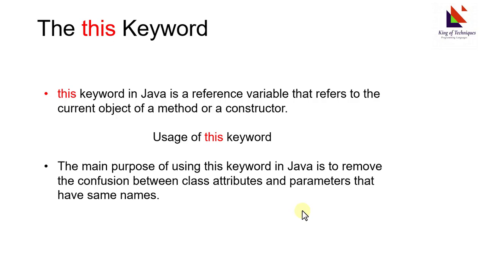This keyword in Java is a reference variable that refers to the current object of a method or a constructor. This keyword is a reference variable that refers to the current class objects and methods or constructor. When we have one class and we want to access this class's constructor, objects and variables, we use the this keyword. We do not use the this keyword for parent class objects and methods.